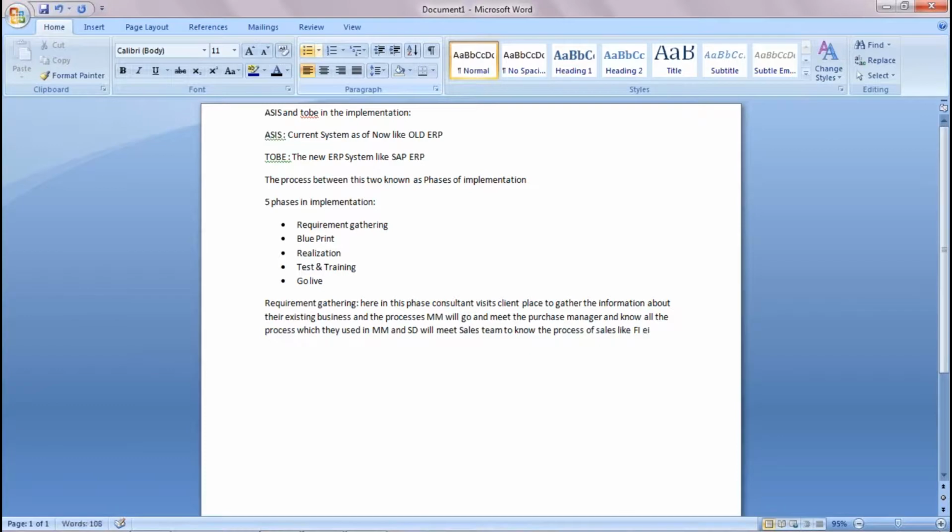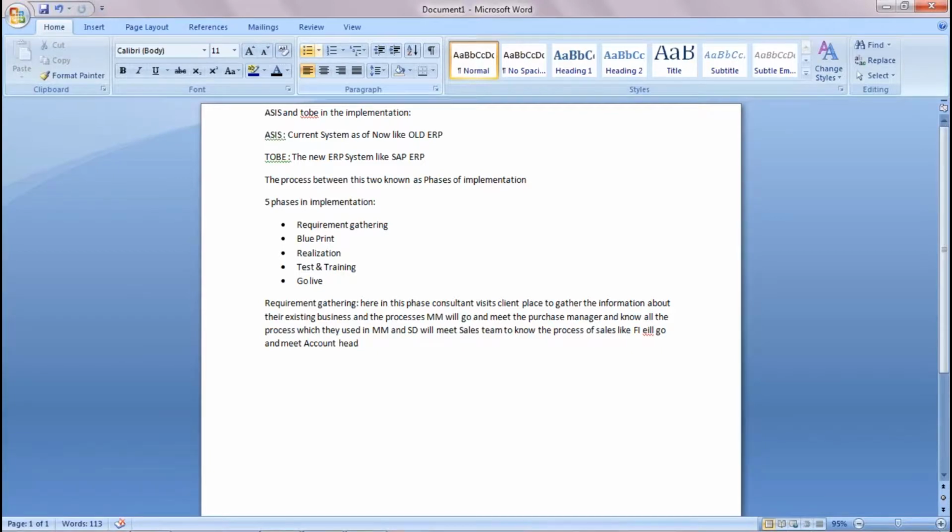Like FI will go and meet the account head and know all the flow, because the main thing is FI, where finance comes into the scenario. Here they have to see very carefully how they use taxes, how they pay bills, what the due date is and all. Because if you make any small mistake, the company has to bear a loss in crores.